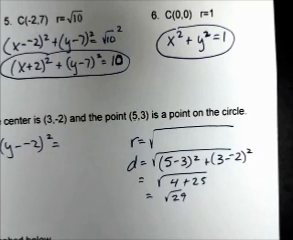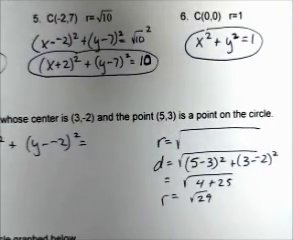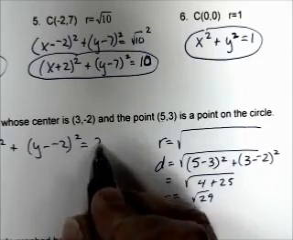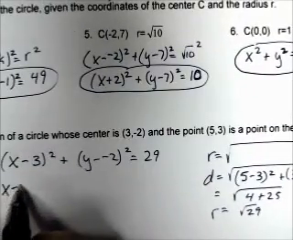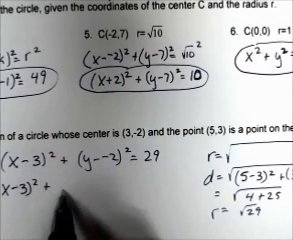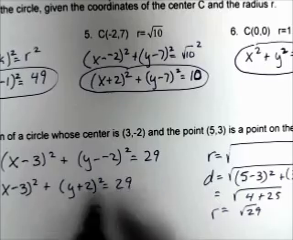So the distance between the 2 points from the center to a point on the circle is the square root of 29. That means from center to a point on the circle, that is the radius. So the radius is equal to the square root of 29, and we just need to square that, which is 29. Let me go back and clean this up a little bit. (x - 3)^2 + (y + 2)^2 = 29. That's our equation.